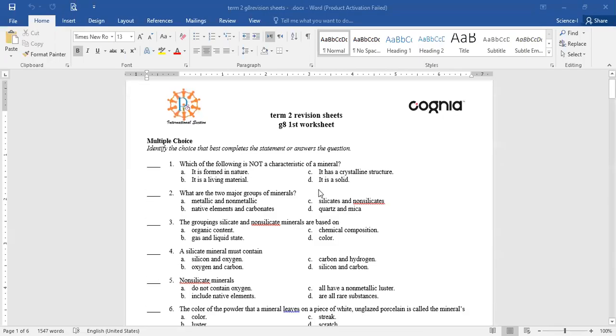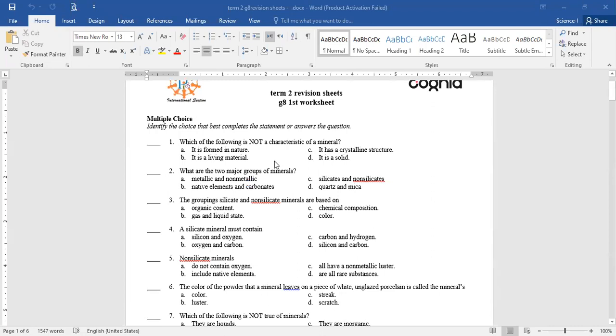Okay, guys, today inshallah we're going to start to revise the material of term 2, because 10% of the exam will cover the material of quarter 2. So let's remember our lessons. First, we talked about minerals, then properties of minerals, then the rock cycle, and then the three different types of rocks. Let's start with the first worksheet.